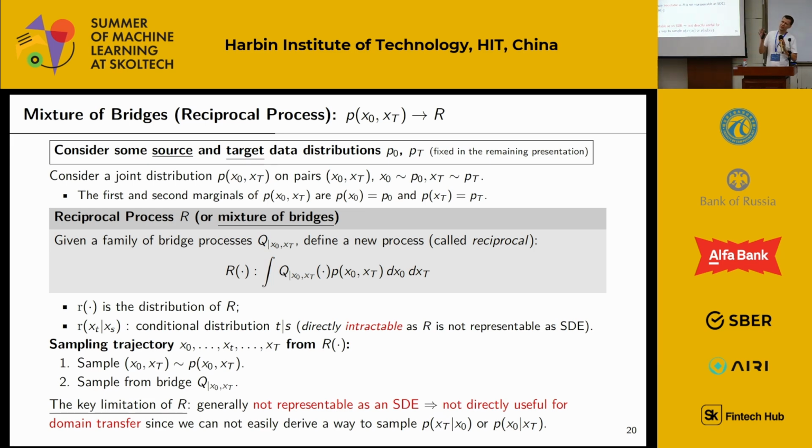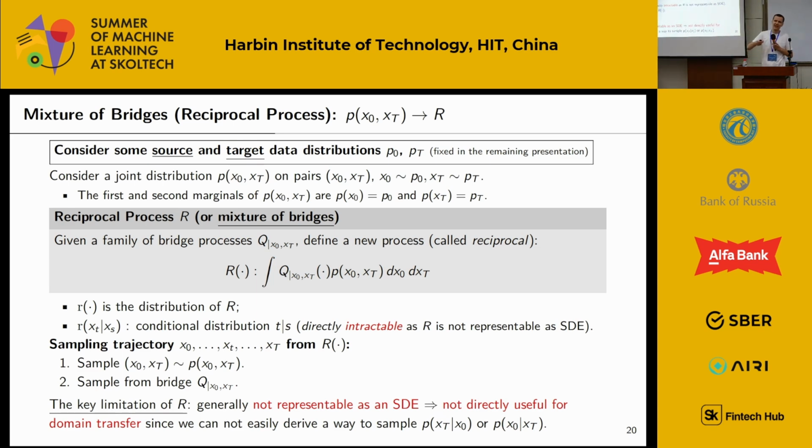So let's come back to our domain translation problem. First, let's talk about the paired domain translation problem. What do we have there? We have some joint distribution on input and end points. Basically, we have pairs, and let's denote by P of x0, x1 this distribution of pairs. So what is the reciprocal process? In other words, it's called a mixture of bridges.